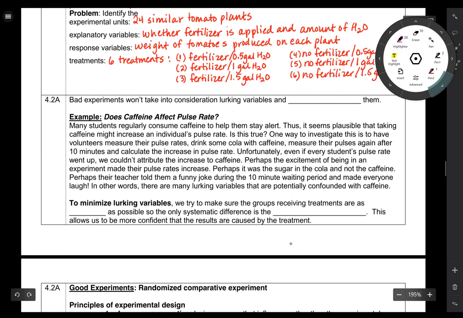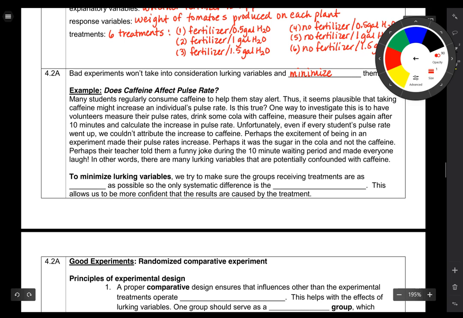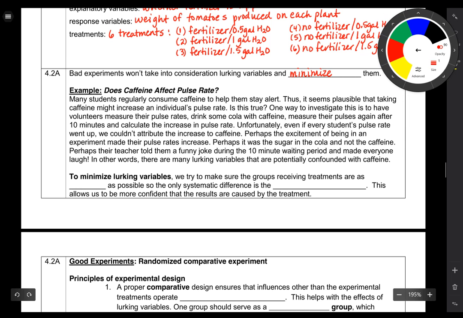Okay, now let's go ahead and talk about bad experiments. Bad experiments won't take into consideration lurking variables and minimizing them. And the example we're going to do is going to talk about that. This example is called Does Caffeine Affect Pulse Rate? Many students regularly consume caffeine to help them stay alert. Thus, it seems plausible that taking caffeine might increase an individual's pulse rate.